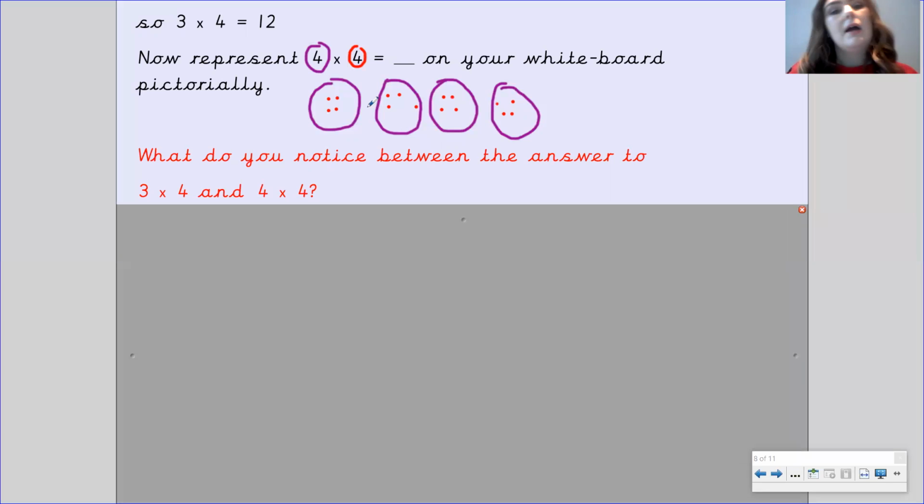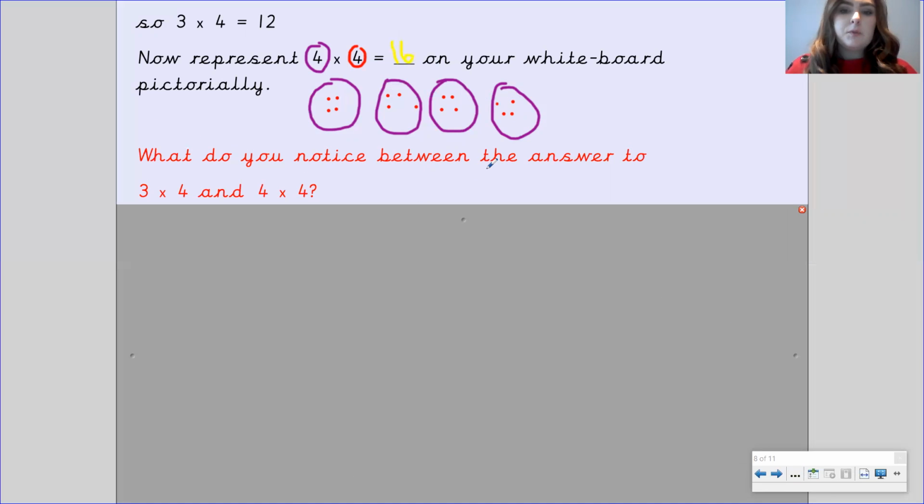Then I'm going to add them all together to find the total, to find my answer. 1, 2, 3, 4, 5, 6, 7, 8, 9, 10, 11, 12, 13, 14, 15, 16. So the answer is 16. Well done if you got that correct.